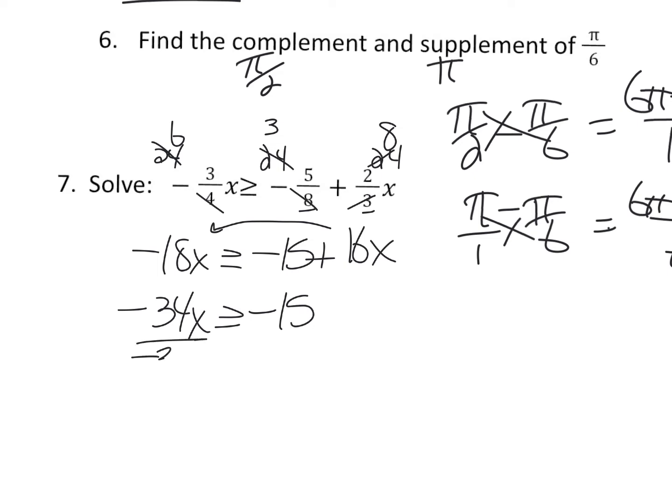You got to divide by negative 34. Now, don't forget, when you divide by negative 34, what happens with the sign in the middle? Remember, it flips. So you get 15 over 34, and that's your answer right there.